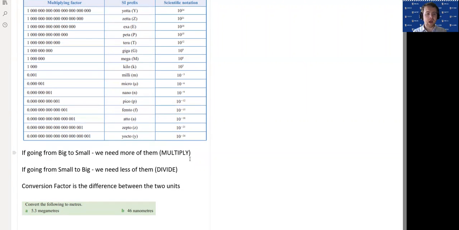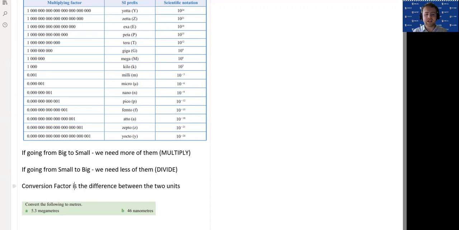the quantity. If we're going from small units to big units, we're going to need less of those units to measure the same thing. Okay, I could measure in lots of small things, or I could measure it in just a few big things. And so in that case, the number of units we need is less. We're going to divide the quantity. Okay, so that's a little trick to remember. Do I need more or less of them? And then will I multiply or divide?